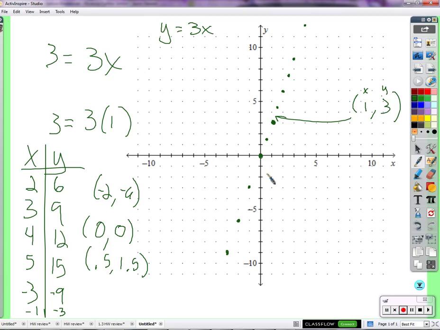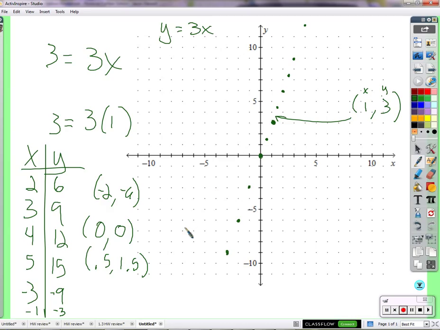So again, how many points could we plot? Infinity. Theoretically, infinity. If we were to plot infinity points, then what would this graph look like? It would be a solid line that would go from the east to the west without ever ending. Because we could plug in 10, we could plug in 30, we could plug in a million, and 3 million comes out. There's some point at 1 million, 3 million.